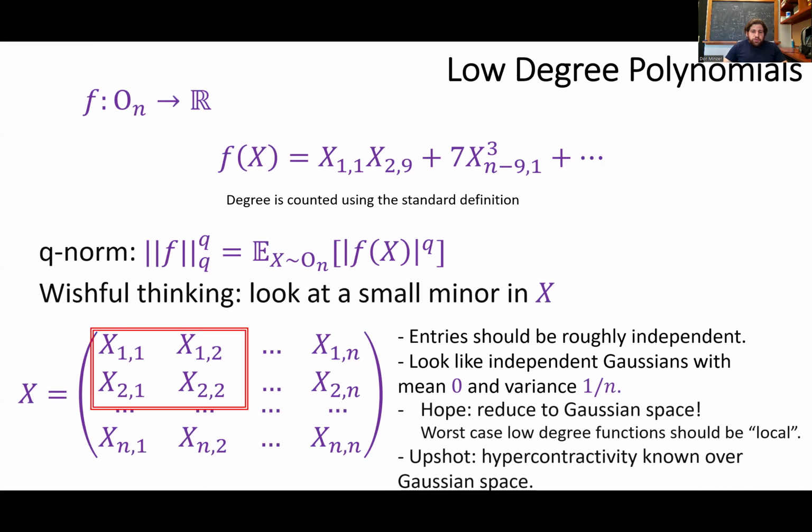So this gives you the hope, or at least the idea to try, which is to reduce to Gaussian space. Because you could hope that maybe the worst low-degree polynomials that you need to argue about are local polynomials, namely polynomials that look at these small minors. When you look at these small minors, it's pretty much the same as Gaussian space. And on Gaussian space, you have everything that you want. So indeed, if we can make something like that work and do a reduction to Gaussian space, then we already know hypercontractivity on Gaussian space, but the question is how to do it.